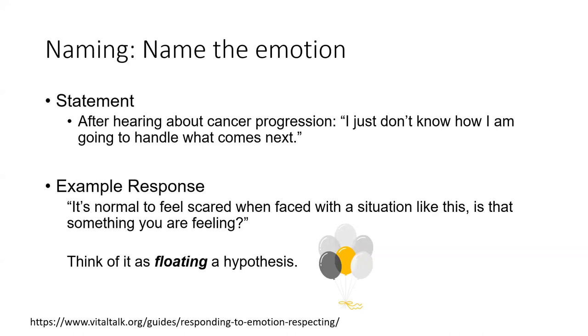So for example, after hearing about a cancer prognosis, a patient says, "I just don't know how I'm going to handle what comes next." There is a cognitive question or response in that, but instead we go to the emotional space. An example naming response would be, "It's normal to feel scared when faced with a situation like this. Is that something you're feeling?" I like to think of this as floating a hypothesis, where you are asking a question and normalizing a feeling that you think you're seeing with a patient. This allows patients to feel that this is less of a judgment and more that we are opening up the space for them to go into if they're feeling that emotion.